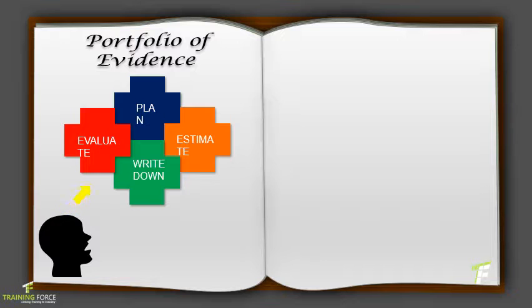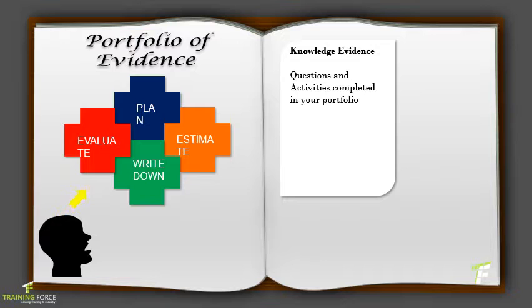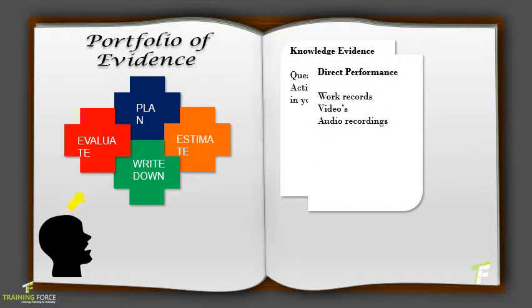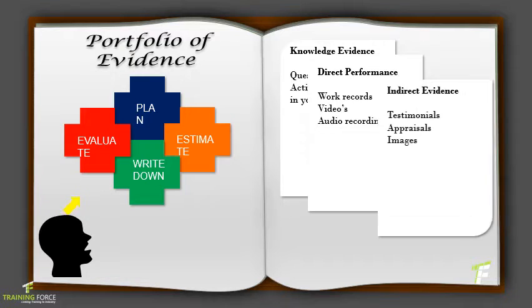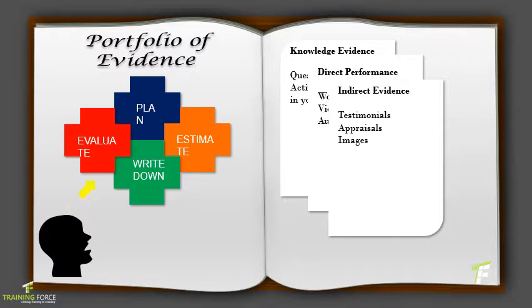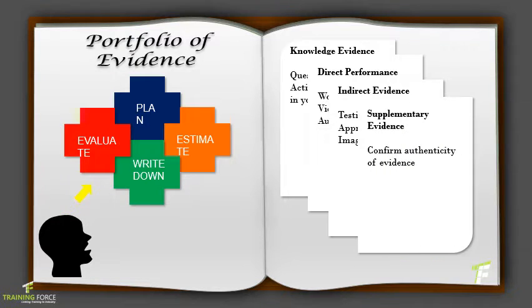When evaluating your evidence, the following applies. Knowledge evidence, which is the questions and activities you complete in your portfolio. Direct performance, which is work records, videos, and audio recordings of you performing a particular task. Then we get indirect evidence, which is related to testimonials from your supervisors, performance appraisals, and images. And then supplementary evidence is a confirmation of the authenticity of your evidence. If you've completed a question or you've done a role play in your knowledge evidence, photos, things like that will count then as supplementary evidence.